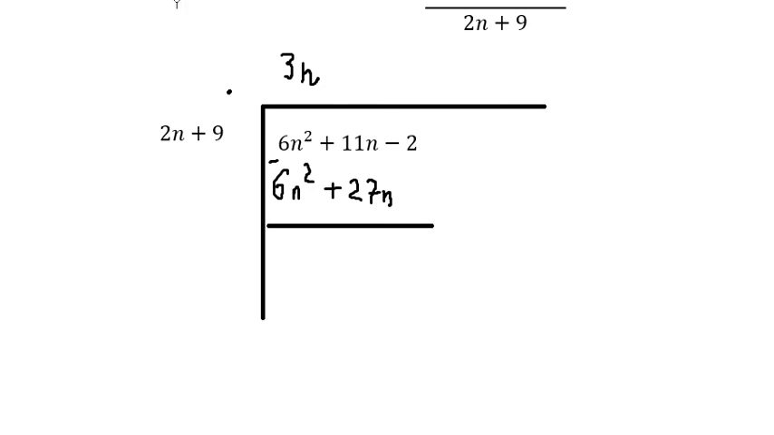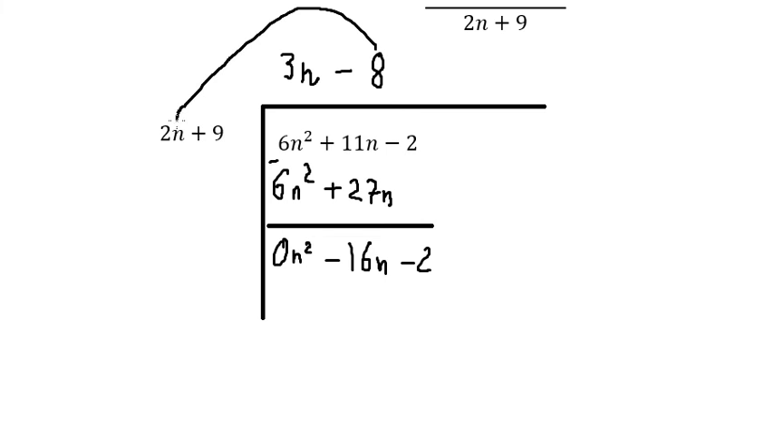And this one in here, we have 6n minus 6n squared. We got 0. 11 minus 27, we have negative 16n. This one we need to put the negative number 8.